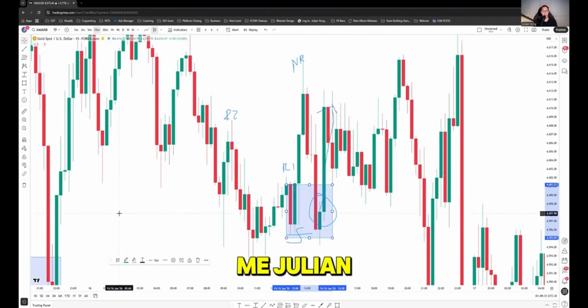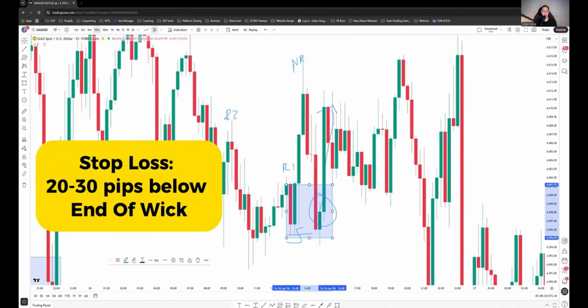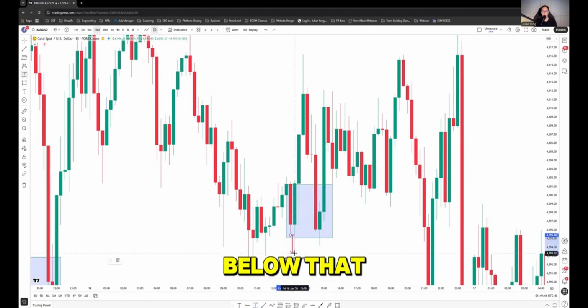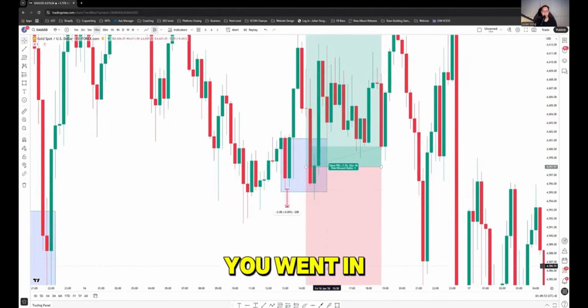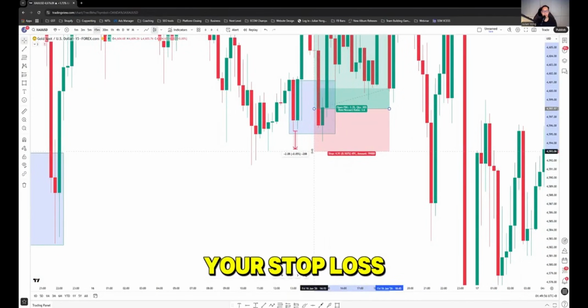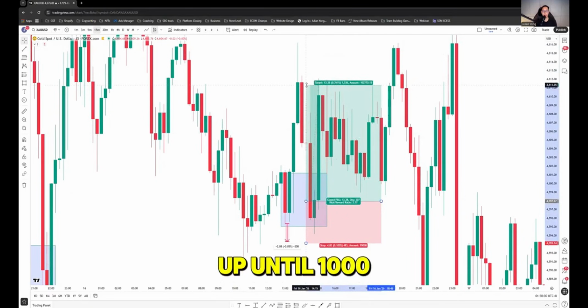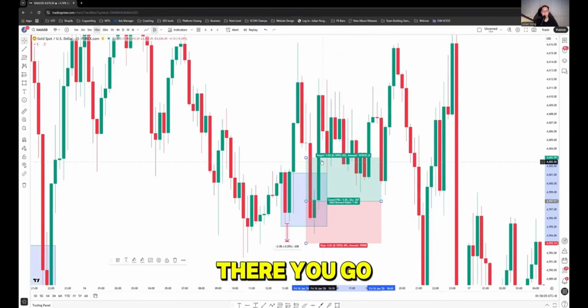So some of you may ask me, Julian, where do you put your stop loss? Usually I will put my stop loss about 20 to 30 pips below the end of the wick. So this is the end of the wick. You can just look at 20 to 30 pips below that. So this will be about 20 pips. So you can see right here, this is how the trade actually went. Let's just say you went in the trade at the middle. The stop loss is right here. This actually went all the way up until 1000 over pips. But again, if your target is just 50 pips, there you go.